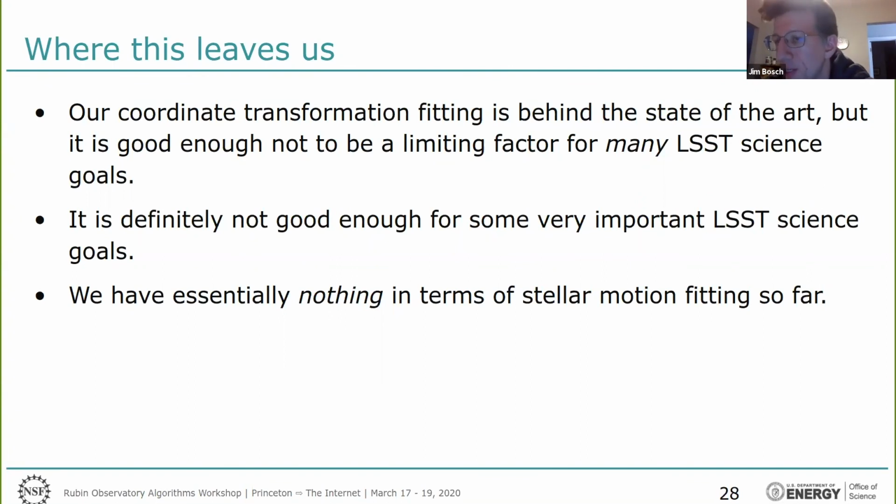And that's because the HSC cadence is essentially take full depth in each band per night. And so we have been limited somewhat by not having a precursor data set that encourages us to get astrometry out of our data. It's definitely not good enough for some very important LSST science goals. And we have essentially nothing in terms of stellar motion fitting so far.